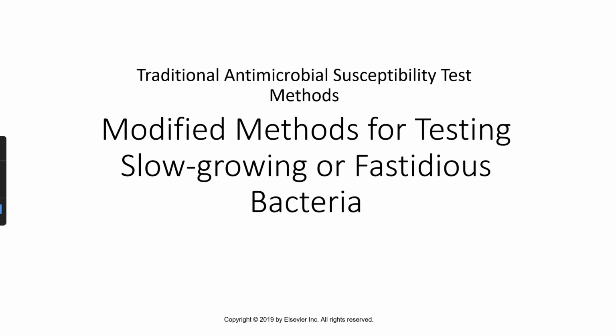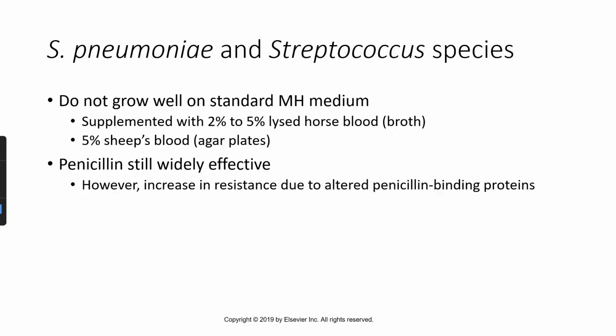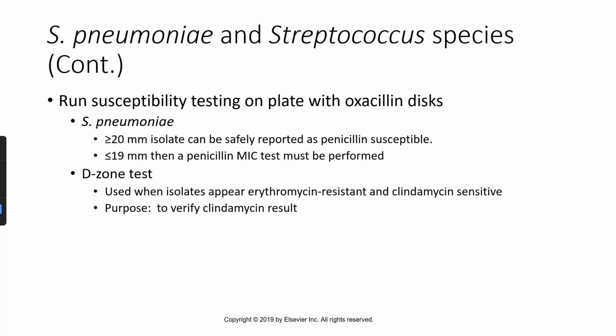Modified methods for testing slow-growing or fastidious bacteria. Not all bacteria like to grow on Mueller-Hinton agar. So what do we do if a bacterium doesn't want to grow on that agar? S. pneumo and strep species don't grow well on the standard medium, so you have to supplement it with 2 to 5% lysed horse blood or 5% sheep's blood. Penicillin is still widely effective, however, increase in resistance due to altered penicillin binding sites means that we might actually have to start testing these for resistance or antibiotic susceptibility.